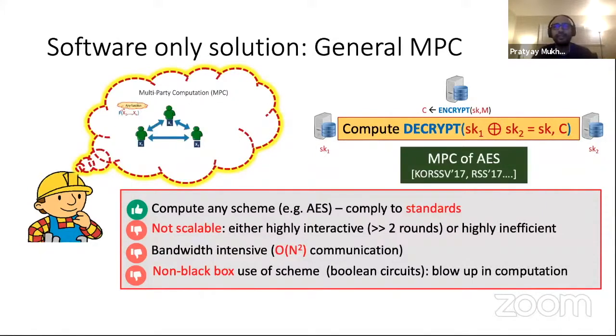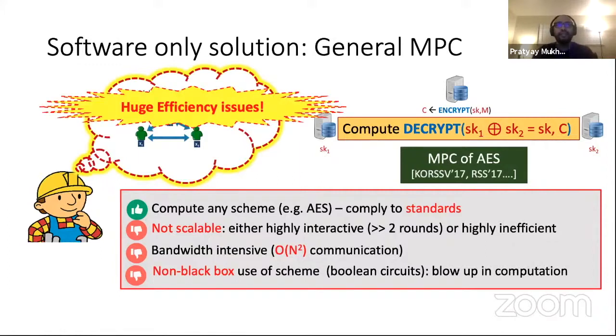A bunch of problems of this solution is that it's not scalable. It's either highly interactive, with a lot of rounds of communication involved, or highly inefficient. If it is round optimal, then it becomes inefficient. It's also bandwidth intensive, because parties talk to each other and the communication is on the order of n squared. And it uses the particular circuit in a non-black-box manner. First you need to convert AES to a Boolean circuit, and then you can use MPC. So there are basically huge efficiency issues.